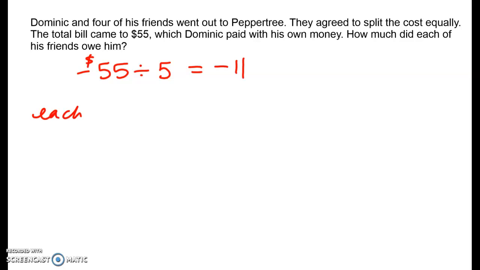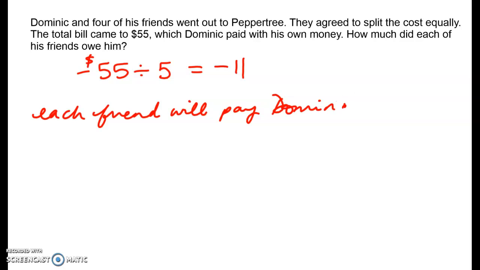Each friend will pay Dominic $11. They will be down, each of them, $11. And Dominic will have $44 back.